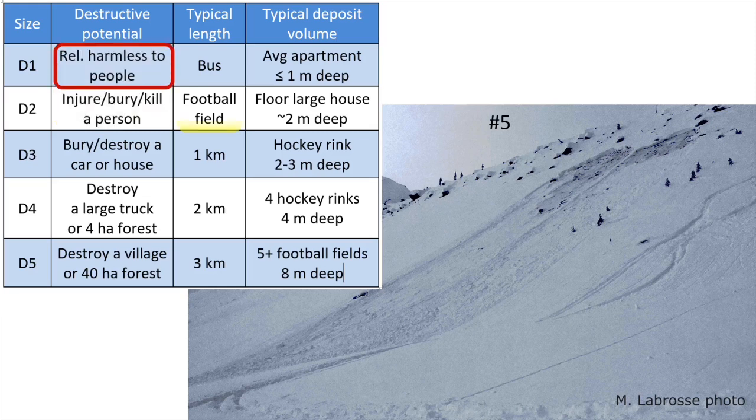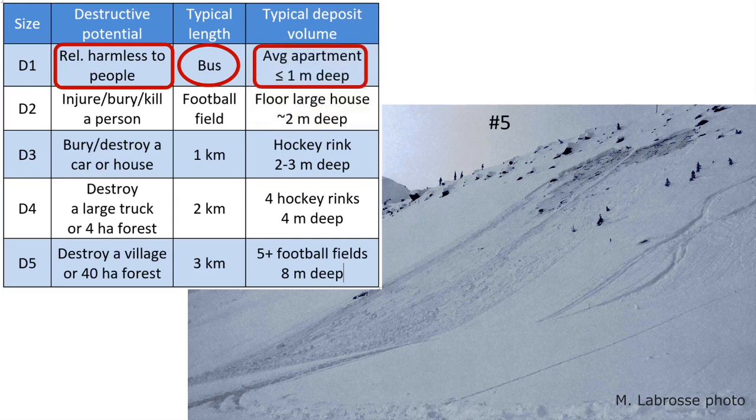In terms of length, this avalanche is a couple of bus lengths long, but less than half the length of a football field, so its length is closer to that of a D1. The deposit volume would not fill an apartment 1 meter deep, so its volume points to a D1.